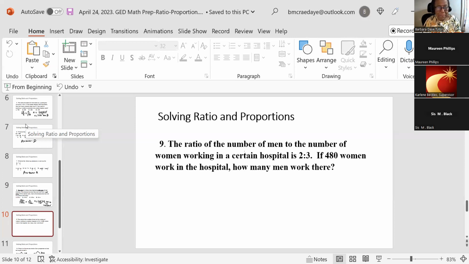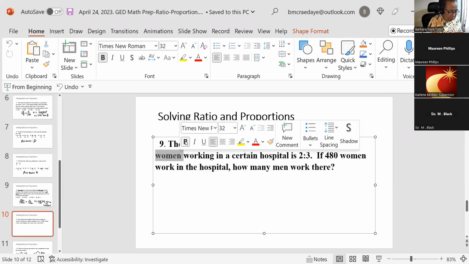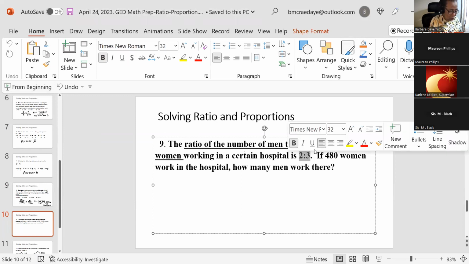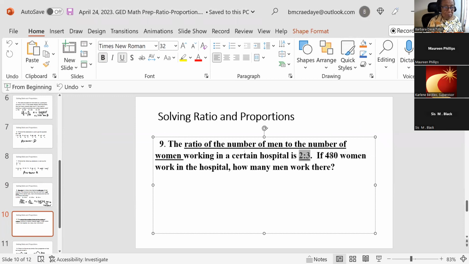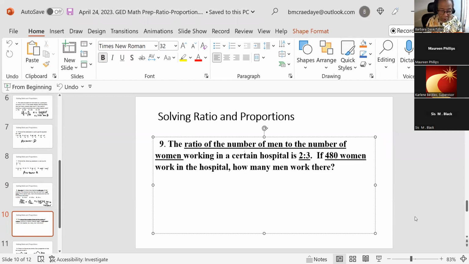Mercedes, you set it up? Yes, I hope I do it right this time. Okay, make sure now the ratio that they gave you is men to women. Don't get them mixed up. That ratio is men to women. So 2 to 3 is the ratio of men to women, and they're giving you 480 women.